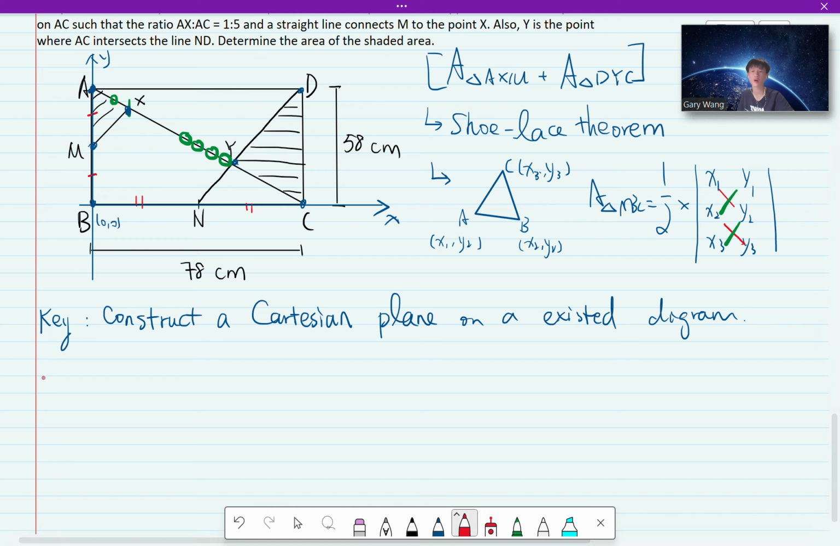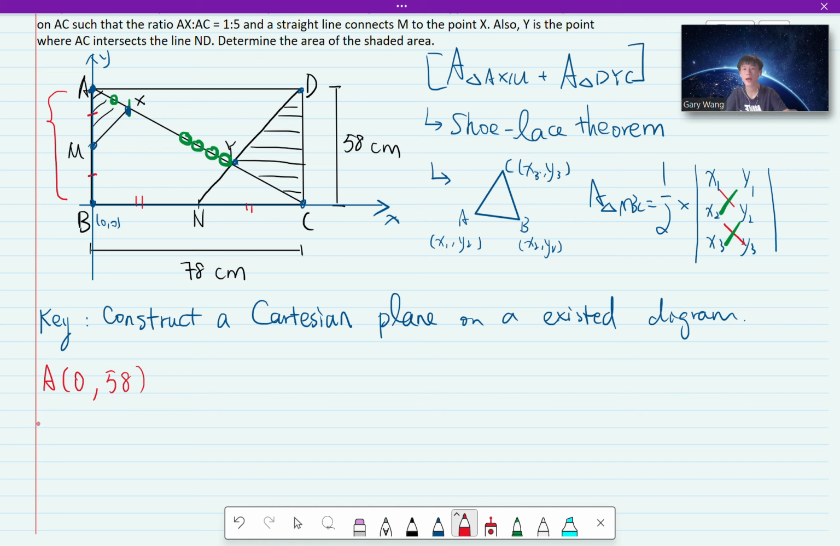Probably we can start from point A. Point A has an x value of 0, that's for sure. And what is the distance of its y value? It is actually 58, which is the width of this rectangle. So the coordinates of A would be 0, 58. And the units are consistent throughout this question, which is centimeters. So at the end, when we are solving for the area, it would be centimeters squared.